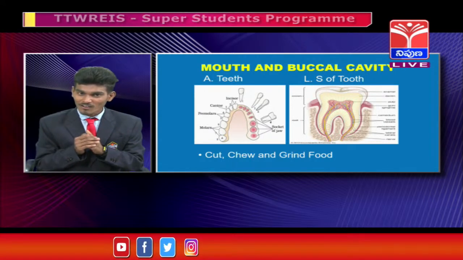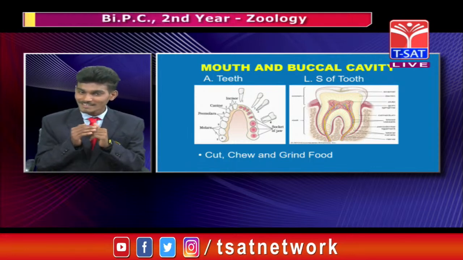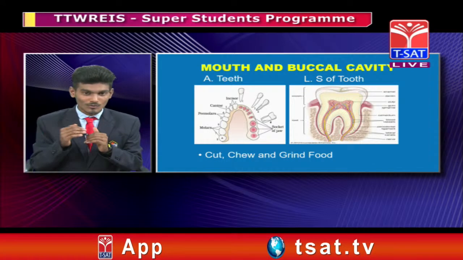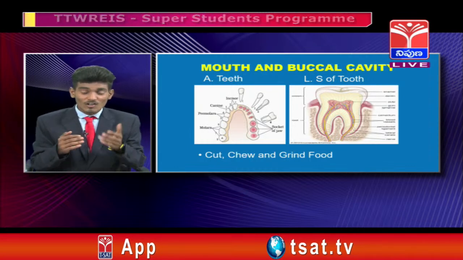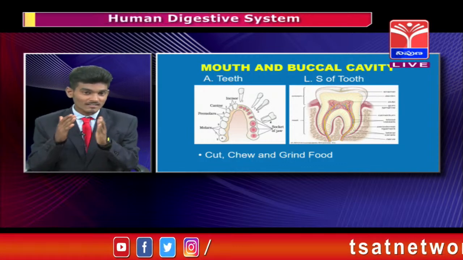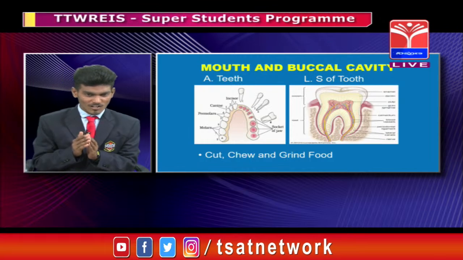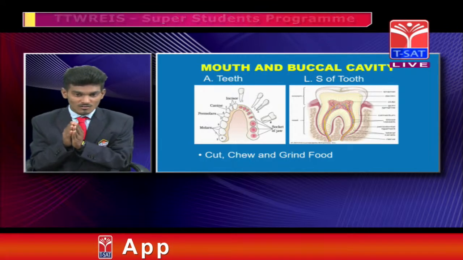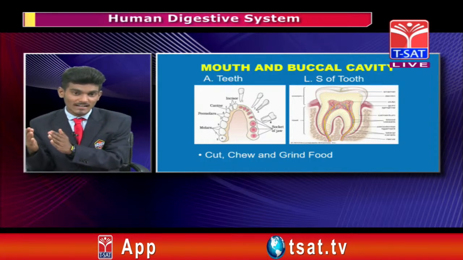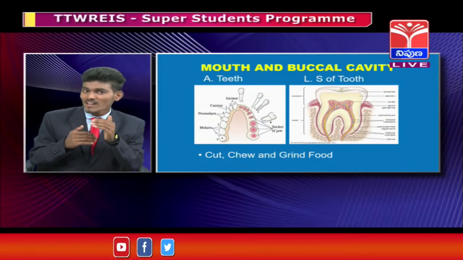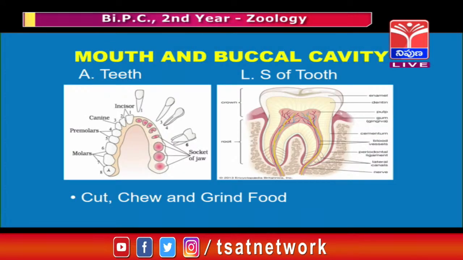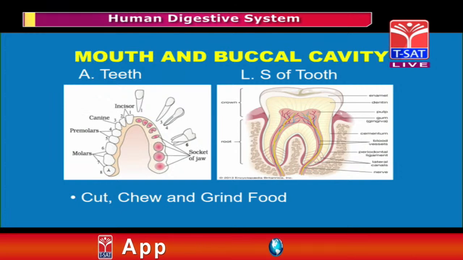What is the dental formula of adult human beings? Yes, 2123 by 2123. If we take half of the jaw, 16 teeth are present in half of the jaws. When we take the other jaw together with it, 32 teeth are present. The third molar teeth are absent in milk babies. They are known as wisdom teeth.